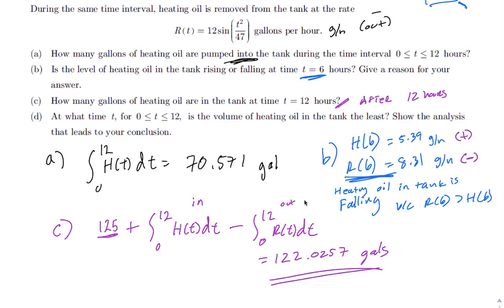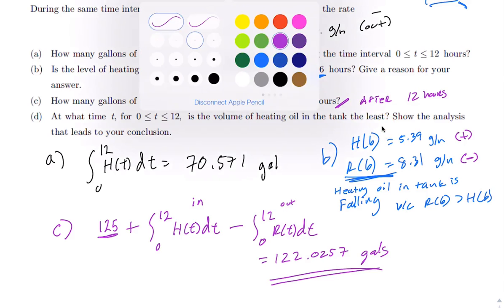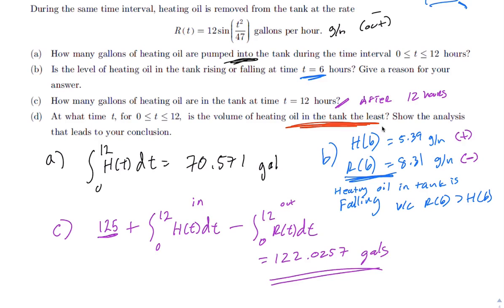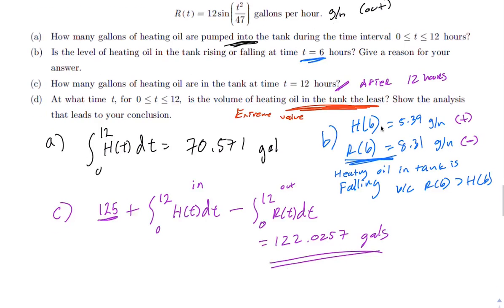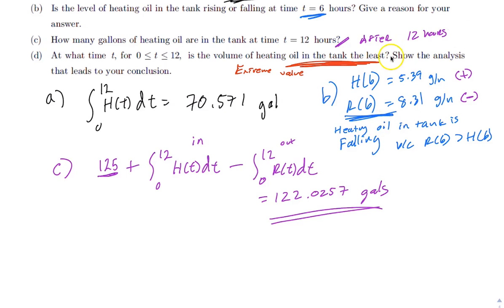That's C. Now let's talk about D. At what time t from 0 to 12 is the volume of the heating oil at the least? So we talk about this a lot. It's a classic problem. Extreme values. Anytime it's the most or the least, it's an extreme value. And we know how to do extreme values. They're always done the same way. We have to find the critical points plus the endpoints and plug them into the original function.